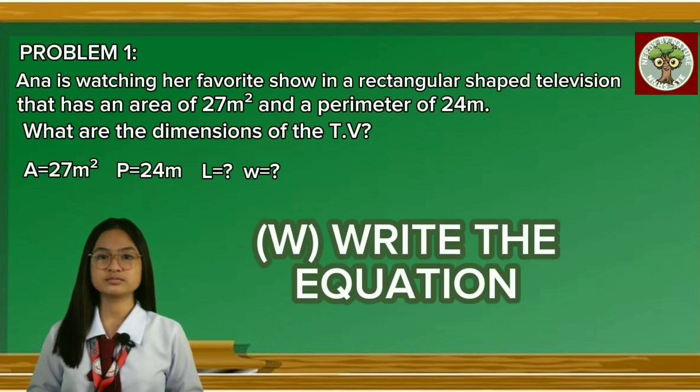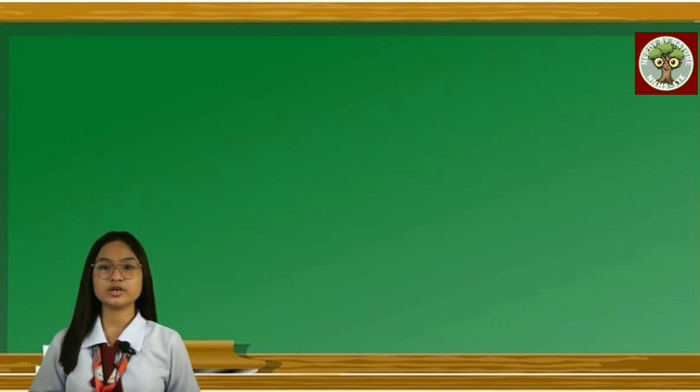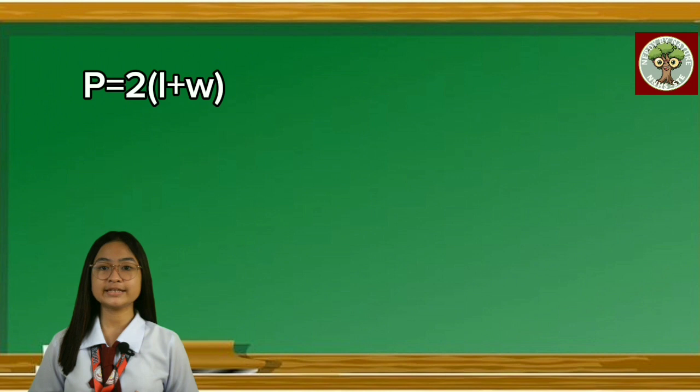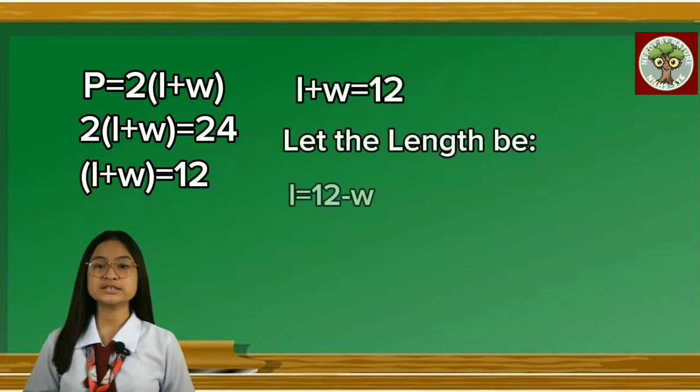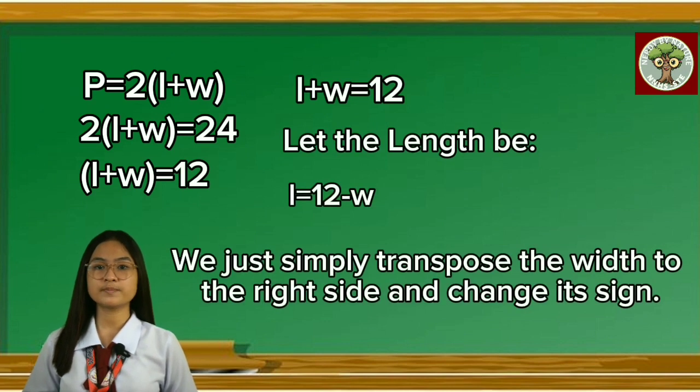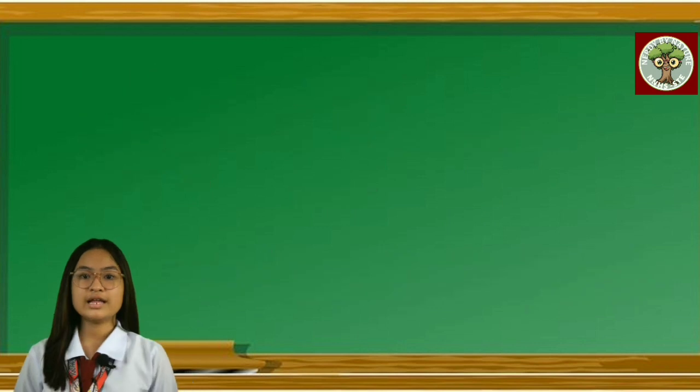Write the equation. The formula in solving for the perimeter of a rectangle is P equals 2 times the quantity of the sum of length and width. And since our given perimeter is 24 meters, then 2 times the quantity of L plus W equals 24. We just simply substitute it into the formula. Now, we will be dividing this by 2, so our 2 on the left side would be cancelled and our 24 would now be equal to 12. Let us substitute it into the formula of our area.